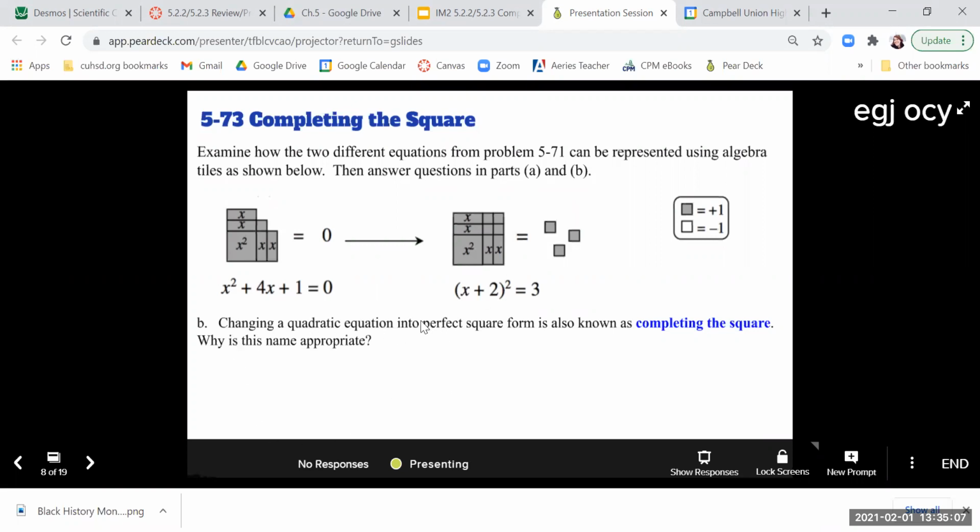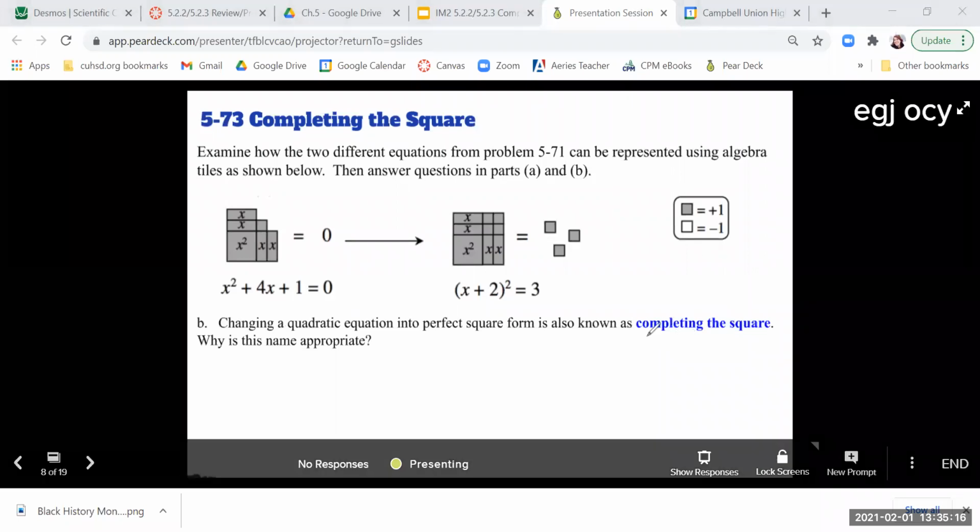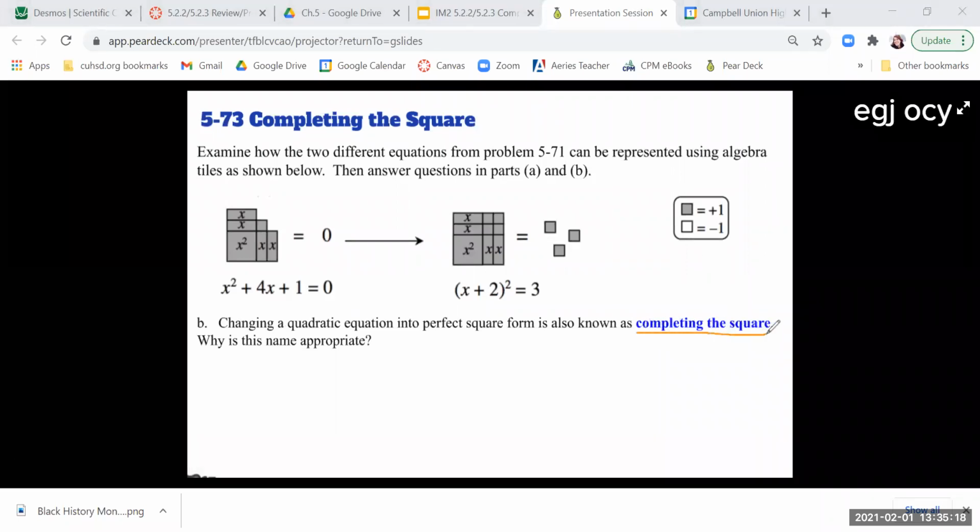So changing a quadratic equation into perfect square form is also known as completing the square. This is one of the big goals of today's learning, that we're able to go from this equation to this equation, this format to this format. Why is this name appropriate? Why do we call it completing the square? I'll give you a moment.